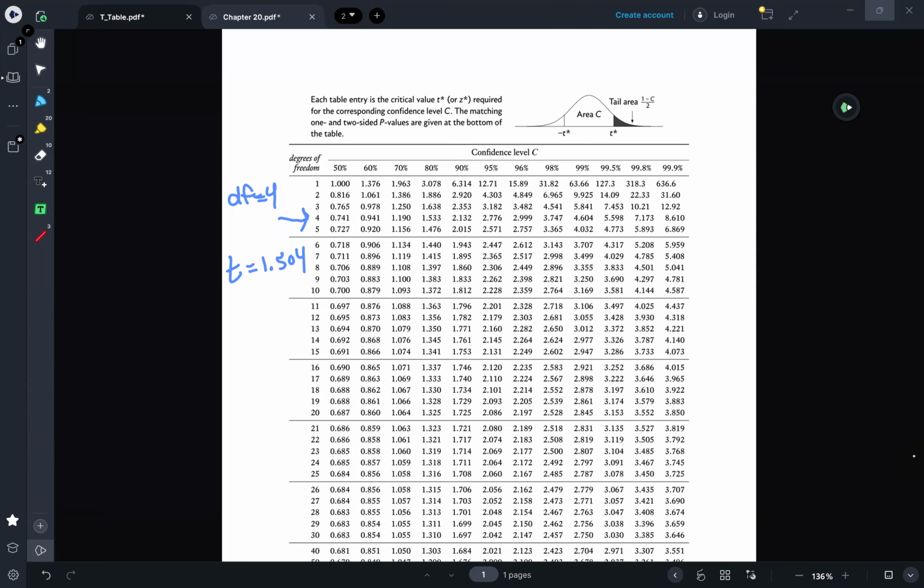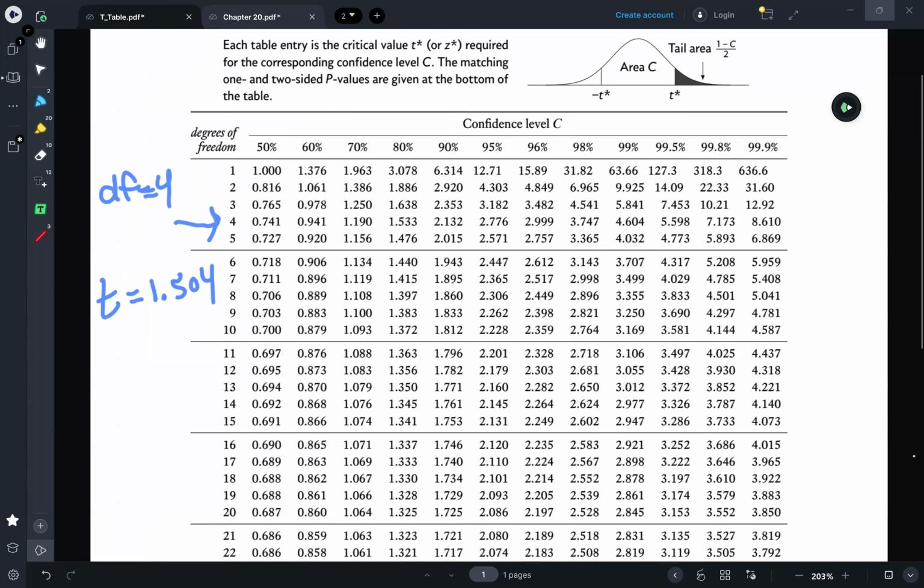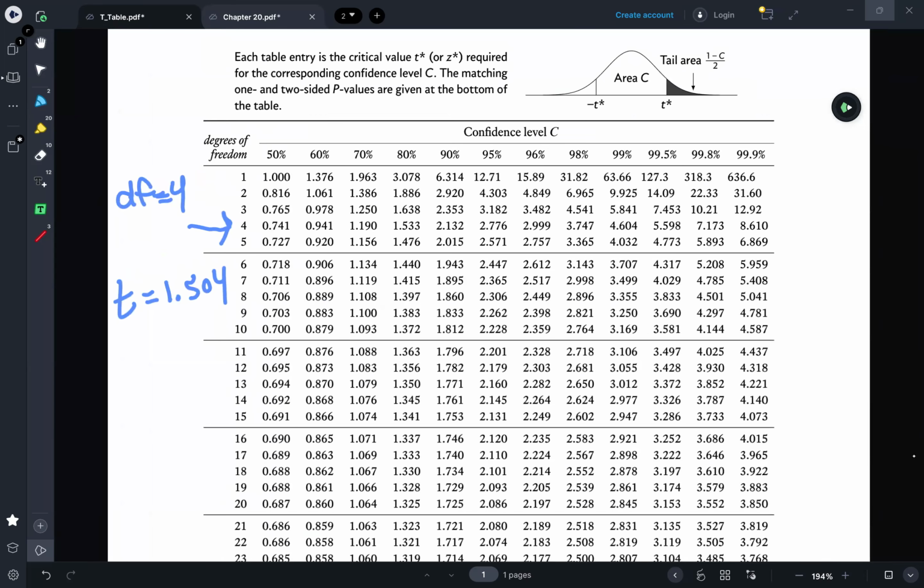Where does it fall? Does everyone see? I'm going to bring it up here. So it falls in between 70 and 80. Right, in between 70 and 80. So this value is somewhere between there, right? It's somewhere between 1.19 and 1.533, right?